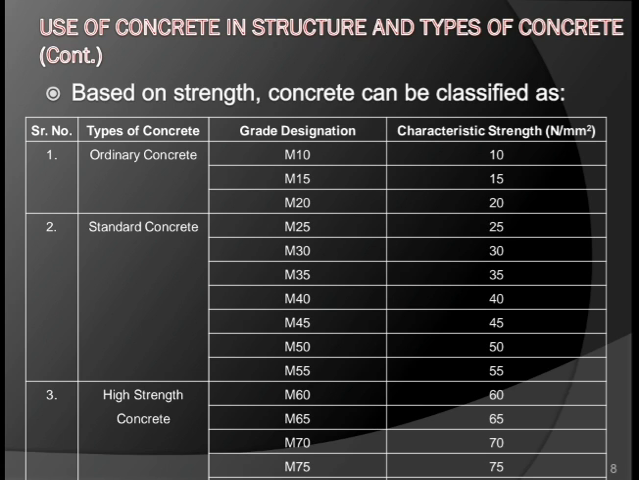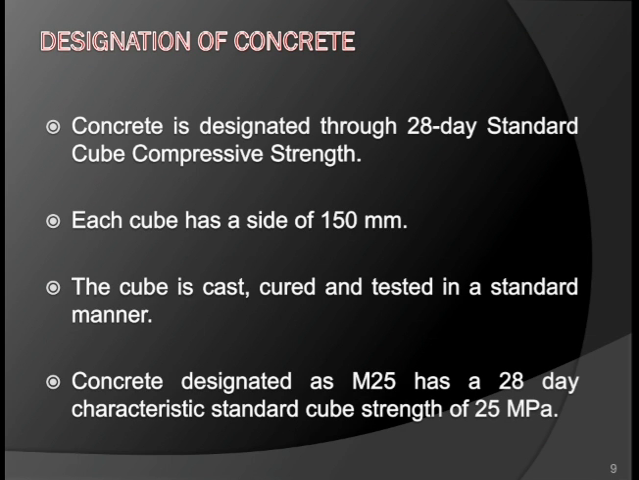Column number 3 is the designation of concrete, and the characteristic compressive strength is in the last column. Now this designation is very important. For that, let's see this slide. Concrete is designated through 28-day standard cube compressive strength.